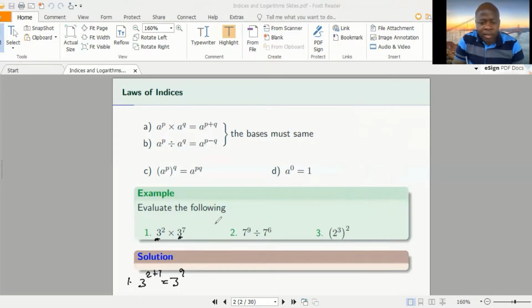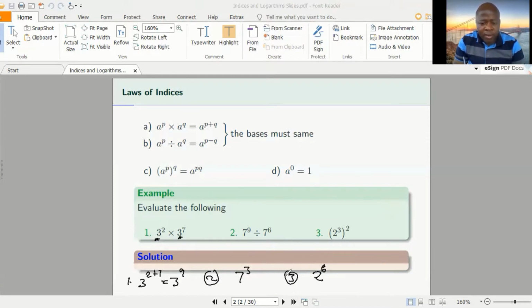Now what about here? This is a division. If you have a calculator, you can do 3 raised to 9 and find out what that one is. Now this is 9 over 6, a division, so it should be 9 minus 6, which is 3. That's how you do that. And then number 3, we just multiply the powers, 3 times 2, which gives us 6. So that becomes the answer to this question.